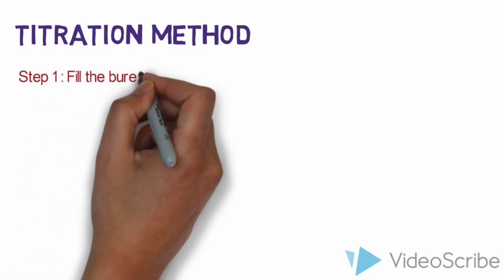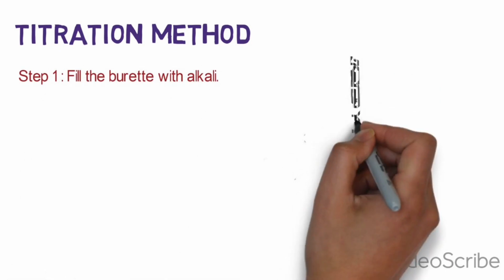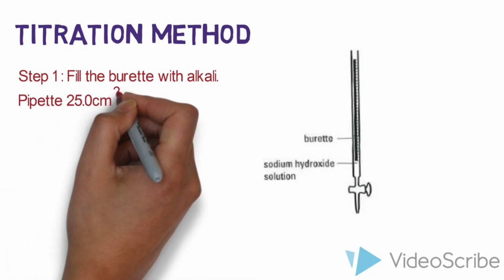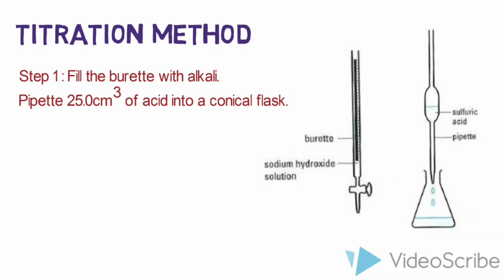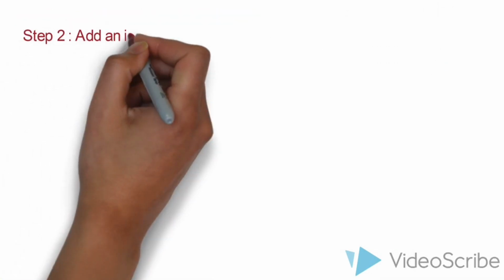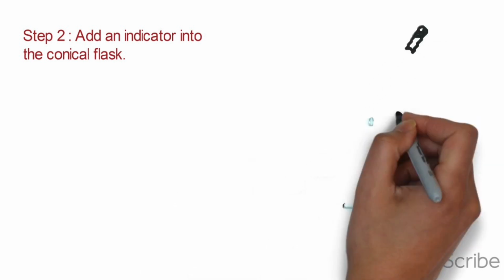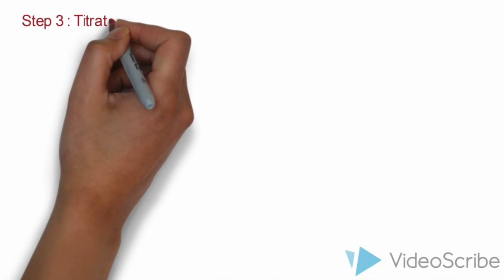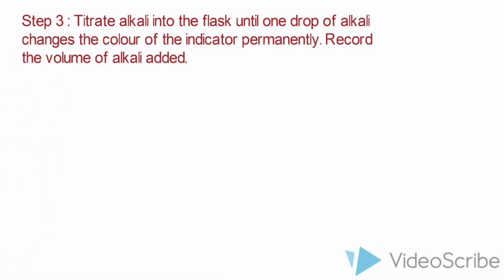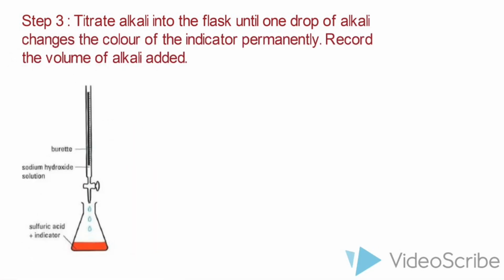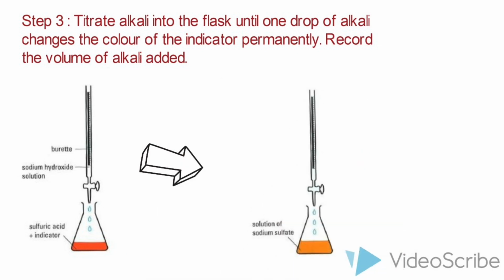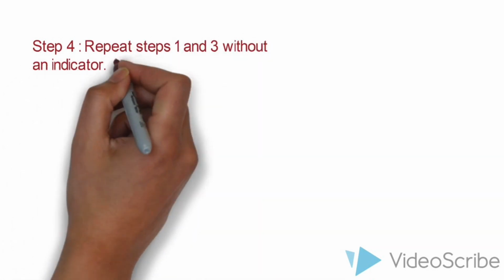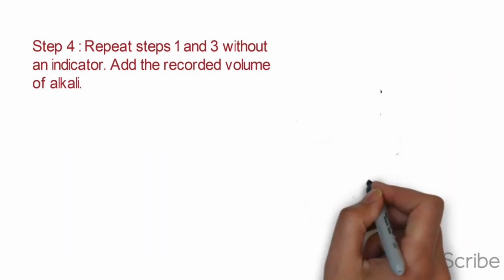In the titration method, there's a total of 7 steps. In the first step, we have to fill the burette with the alkali. At the same time, we have to pipette 25 cm³ of acid into a conical flask. In step 2, add an indicator into the conical flask. In step 3, titrate the alkali into the flask until 1 drop of alkali changes the color of the indicator permanently. Then record the volume of alkali added. In step 4, repeat steps 1 and 3 without an indicator, and remember to add the recorded volume of alkali in.